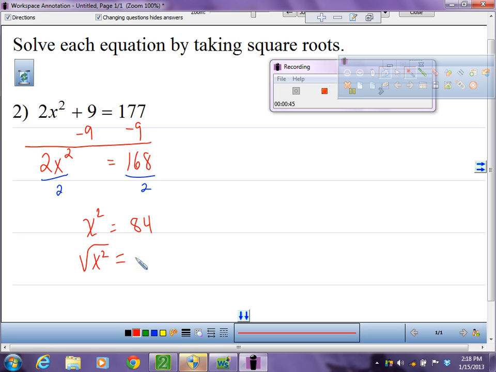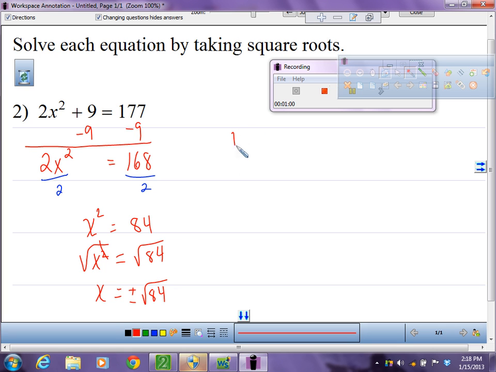by getting rid of the square. So in order for you to do that, you have to square root both sides. That gets rid of the square right there, because the square root and the square are inverses of each other. And then you have to consider the positive and the negative.